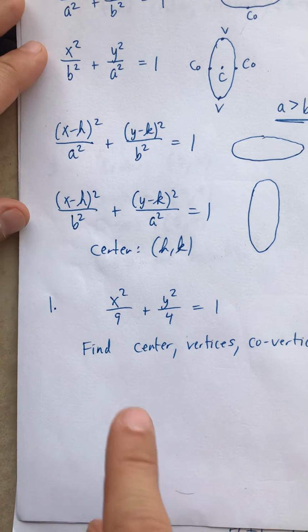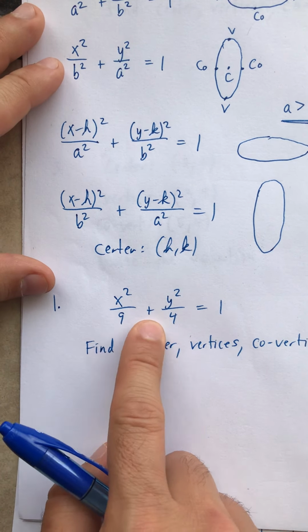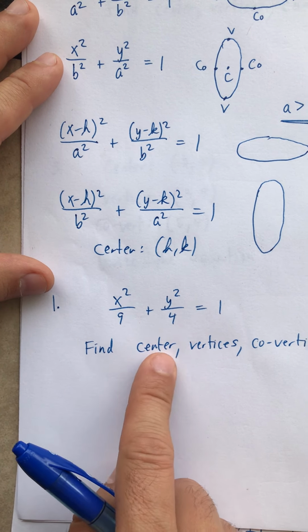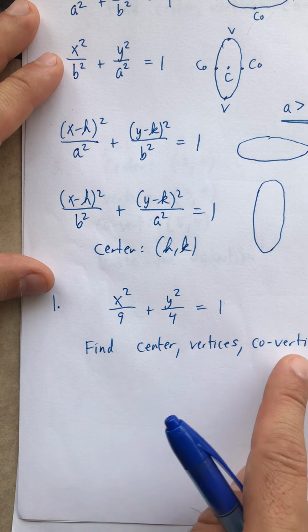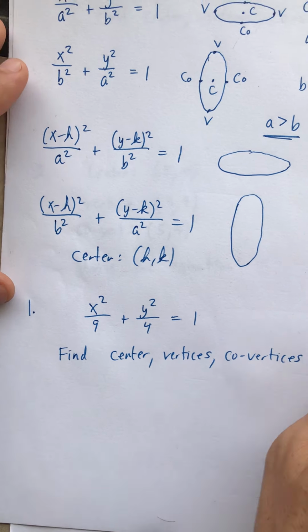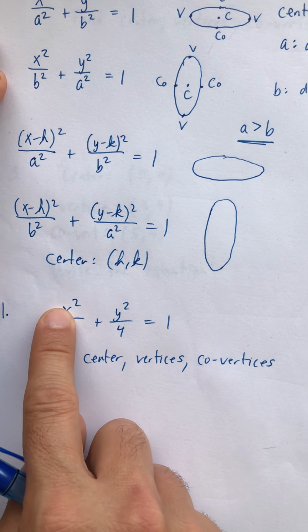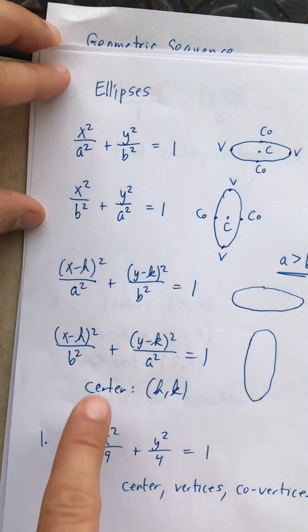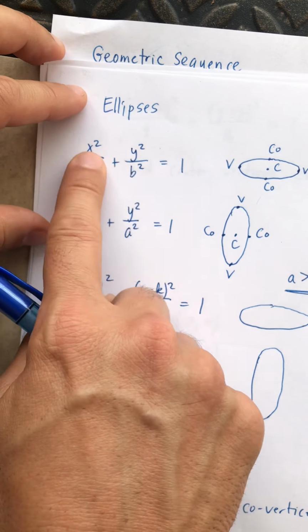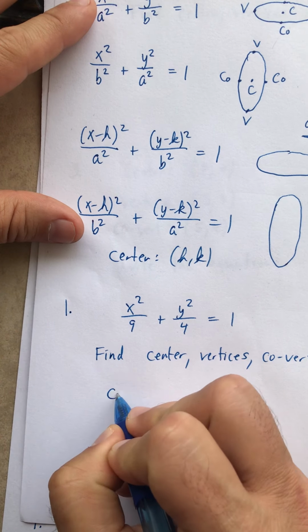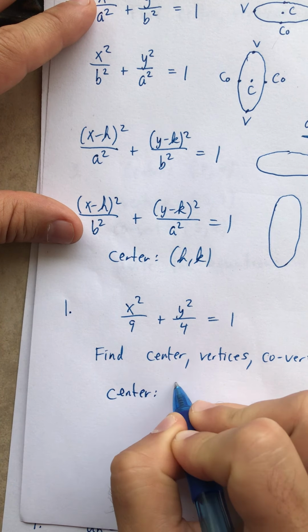Here's our first example. X squared over 9 plus y squared over 4 is equal to 1. So this is an ellipse, and I want to find the center, the vertices, and the co-vertices. There's nothing next to the x, so h and k are both 0. This equation looks like this one right here. So the center is the origin.